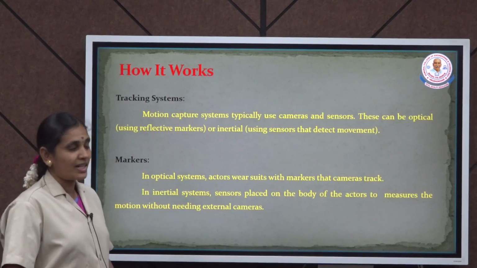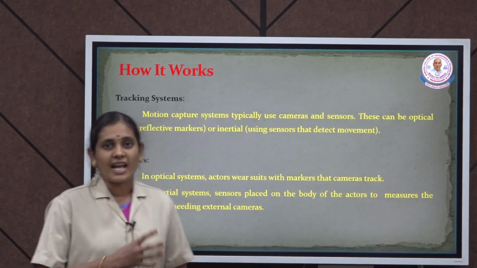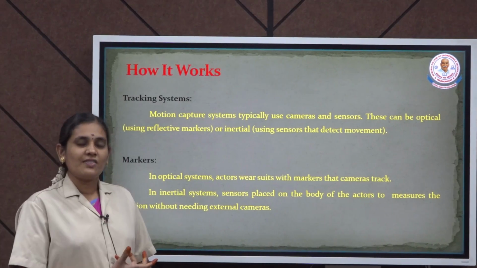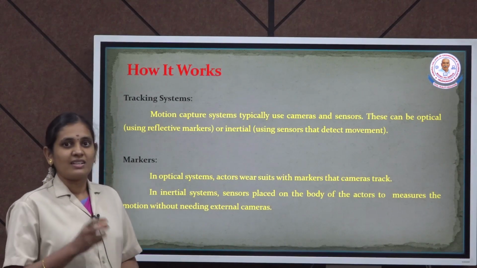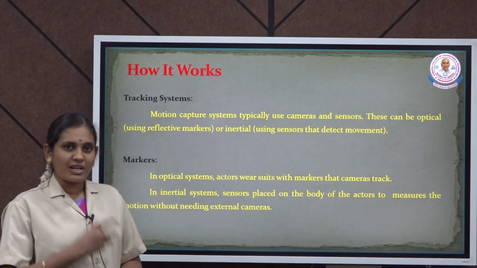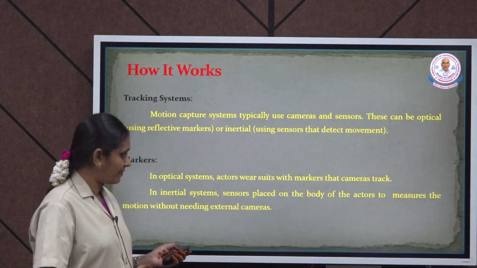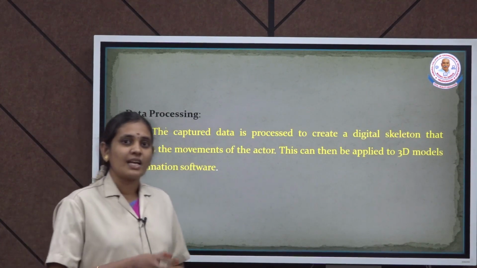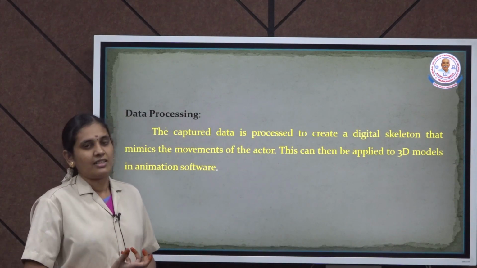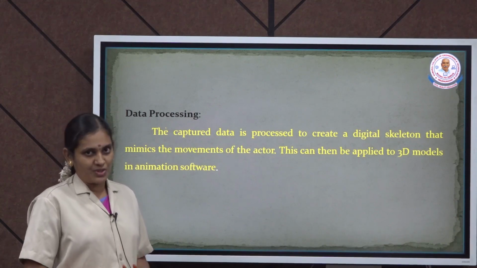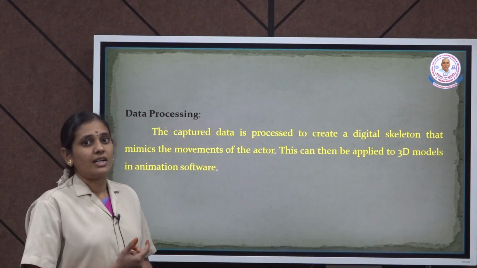Let us see how it works. Here a tracking system is mainly used for tracking the movement of the object. We are using sensors and cameras for tracking the object, and markers are placed on the actor's suit. The markers emit infrared light, and that light is captured by the camera. In data pre-processing, after capturing, the data is processed to become a digital skeleton. That digital skeleton mimics the behavior of the object. That data is then processed to be incorporated into the 3D element.